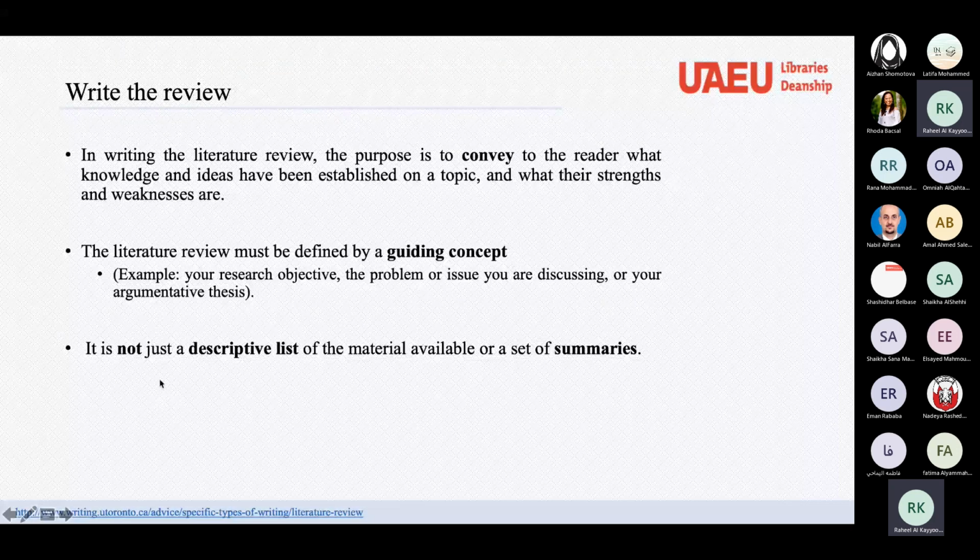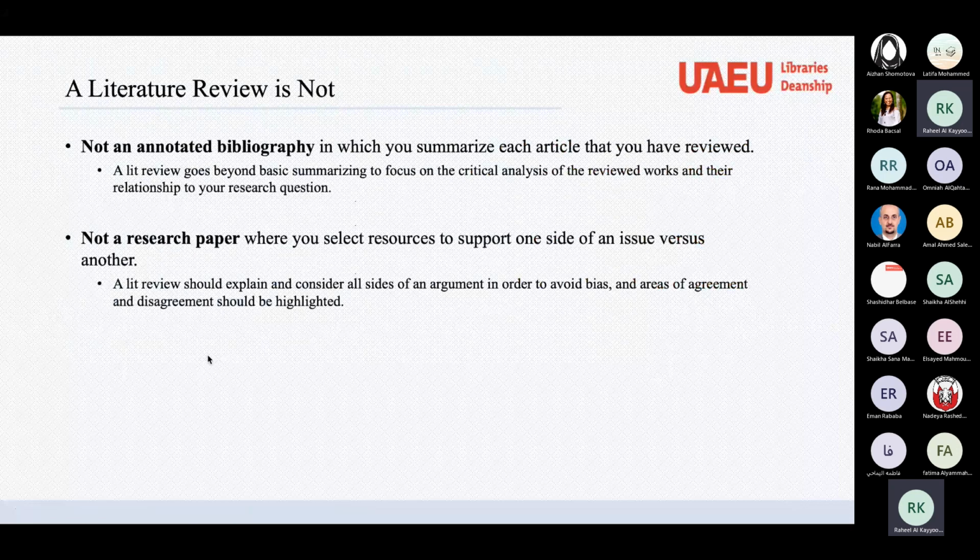Remember that a literature review is not just a descriptive list of materials available or a set of summaries. So what we shouldn't include in the literature review: not an unannotated bibliography. So do not collect too many articles or too many references that are not related to your topic, in which you summarize each article that you have reviewed. A literature review goes beyond basic summary to focus on the critical analysis of the reviewed works. So focus on the worthwhile materials rather than summarizing too many articles or sources.